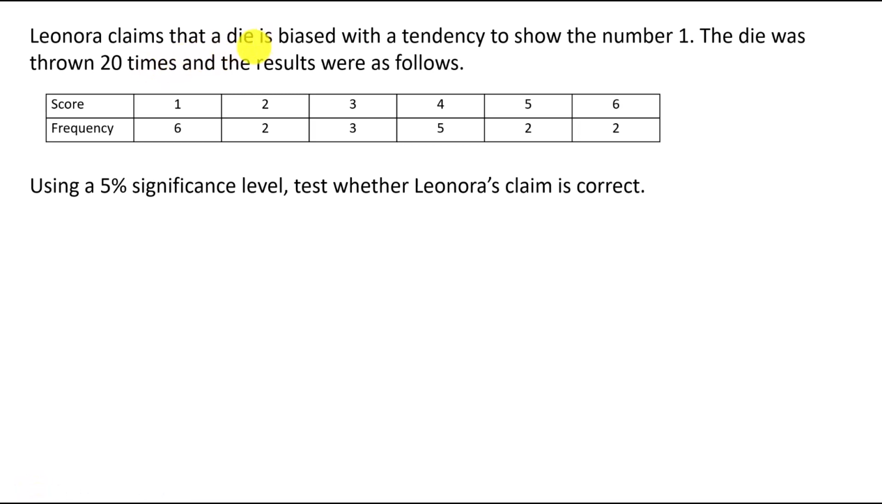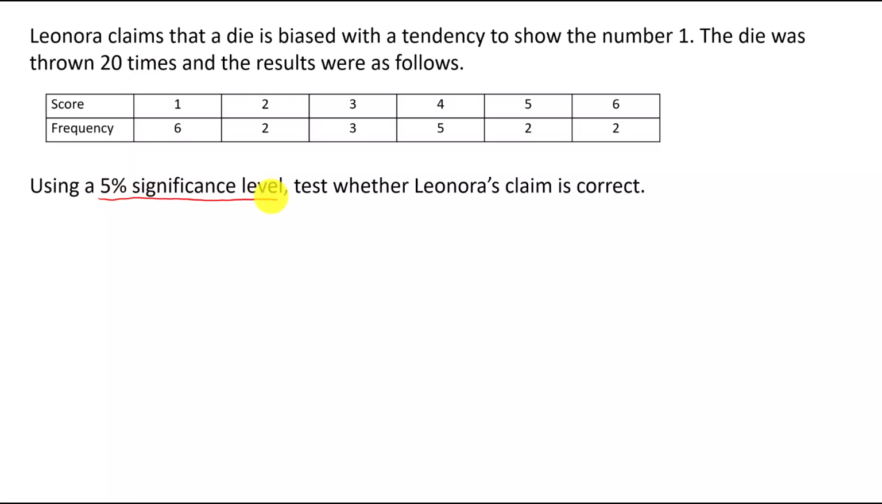Lenora claims that a die is biased with a tendency to show the number 1. The die was thrown 20 times and the results were as follows. Okay, so she's claiming that this die is going to show 1 more often than it should. We want to use a 5% significance level to test whether Lenora's claim is correct.